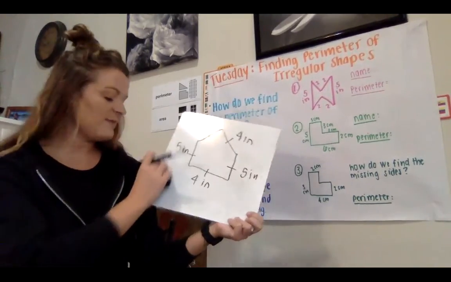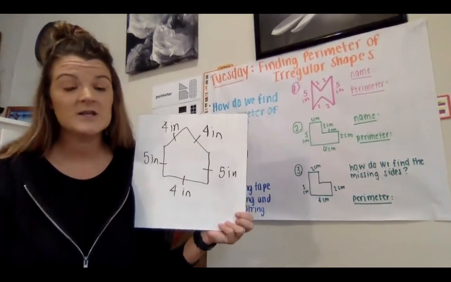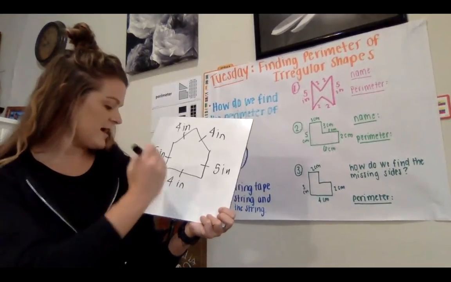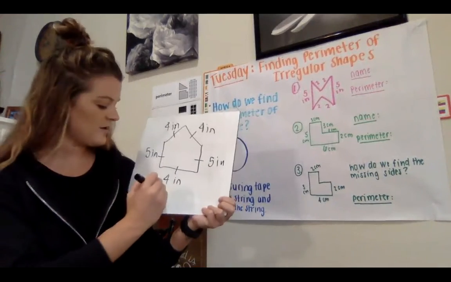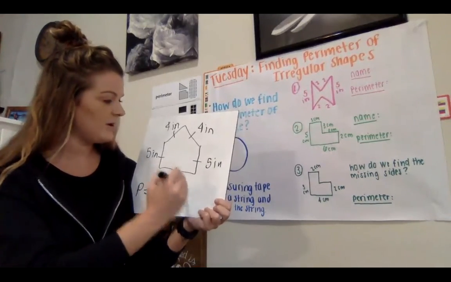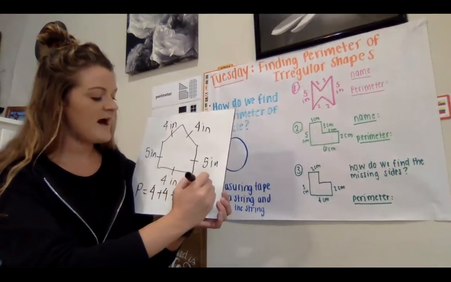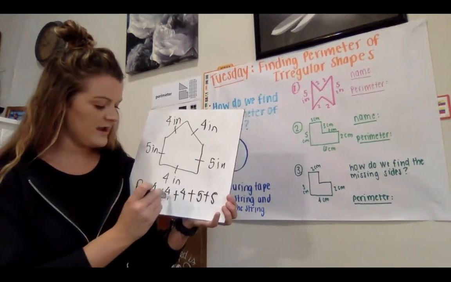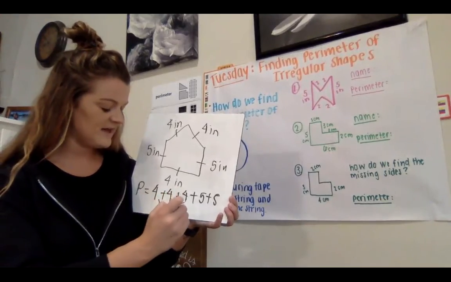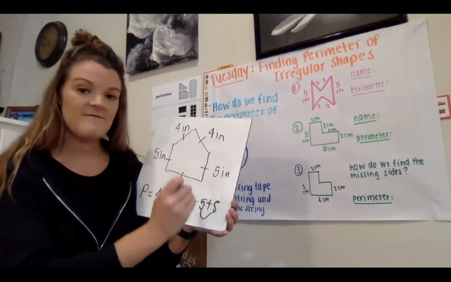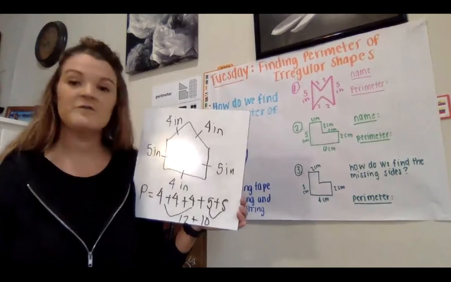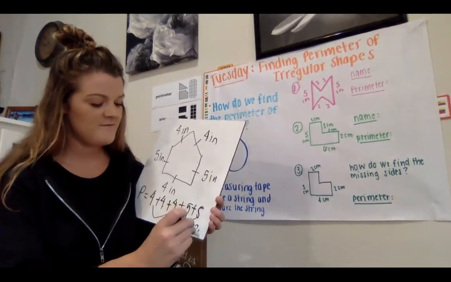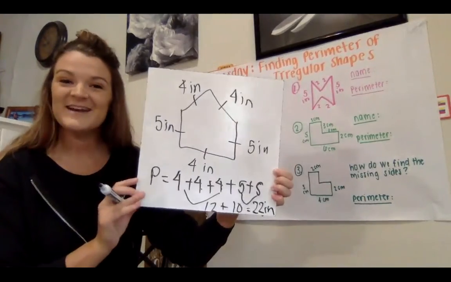Now we notice this shape does not have all equal sides, so it may not be the best strategy to write a multiplication sentence. So we're just going to write 4 plus 4 plus 4, putting all the 4s together, and then I'm going to put my 5s together, plus 5 plus 5. I can do a little bit of skip counting here: 4, 8, 12. So I'm going to put all 3 of these together and put a 12. 5 and 5, 5, 10. 12 plus 10, well, I know 10 more than 12 is 22. So the perimeter of this shape is 22 inches.